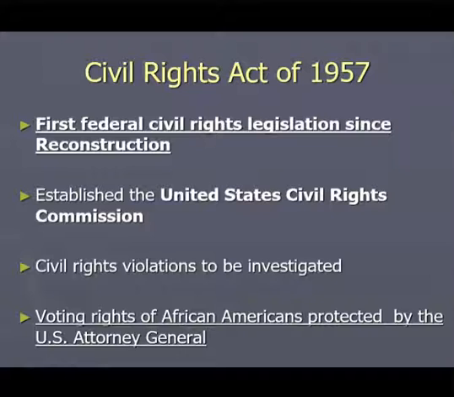And then in 1957, we had the first of 3 Civil Rights Acts. This first one established the United States Civil Rights Commission, and this is where all civil rights were investigated. All the violations of civil rights were investigated. One of the main things that they looked at was voting rights of African Americans.